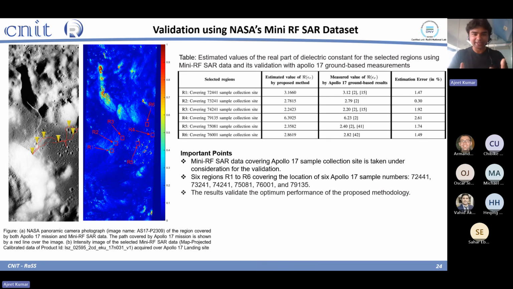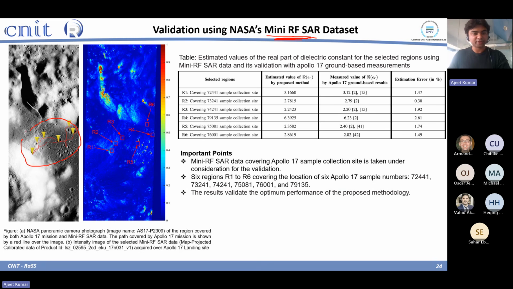But when we were doing the analysis, it was very early stage, so we did not have data acquired over the Apollo site. So we chose one of the freely available datasets, the Mini-RF SAR data, which is also hybrid polarimetry data and is publicly available to download from NASA. They have released a lot of datasets, and we found one which was actually taken over the Apollo 17 mission site.